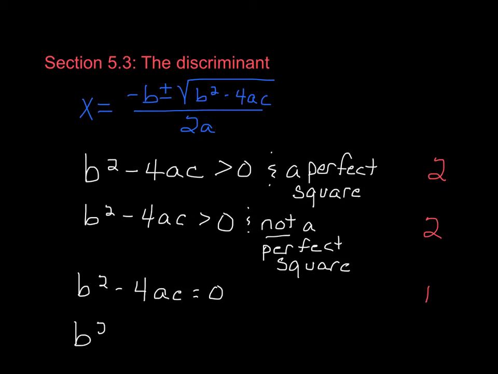When the discriminant is less than 0, or another way to say that is it's negative, then there are no real roots. There are 0 real roots. This is going to lead us in a few days to our discussion of the square root of a negative number being an imaginary number.